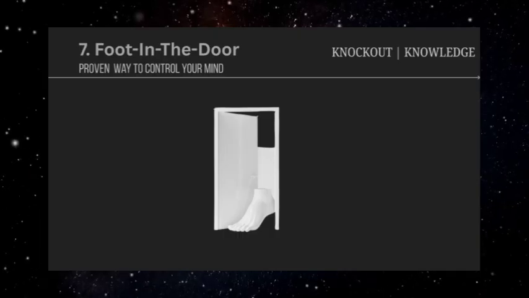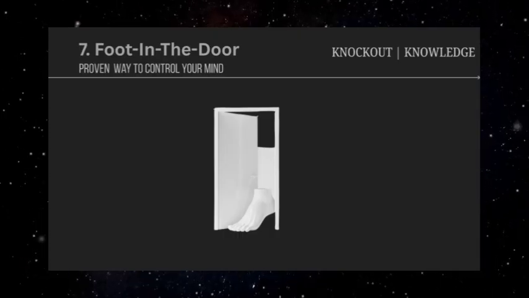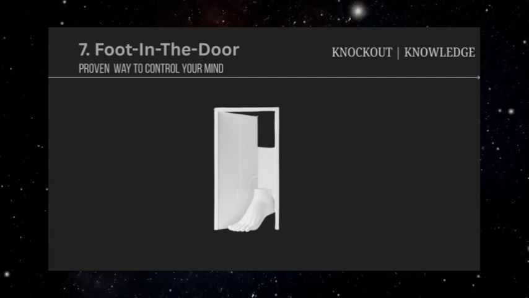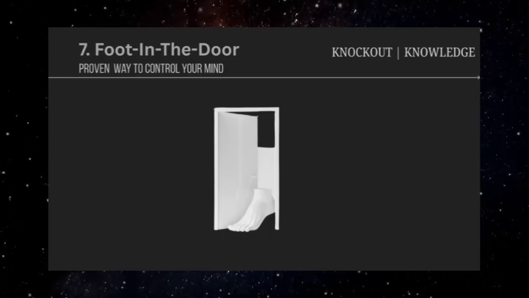8. Authority bias. Present yourself as an expert to gain unquestioning obedience. Authority bias is our tendency to comply with requests and accept information from people we perceive as authorities, often without critical evaluation. This isn't always problematic.